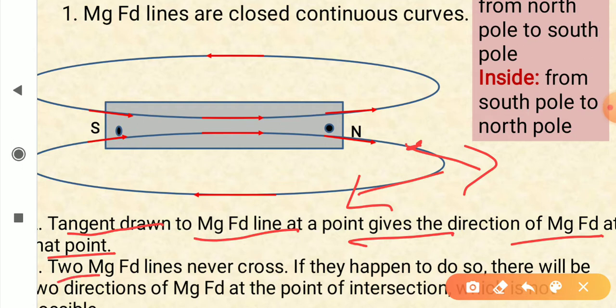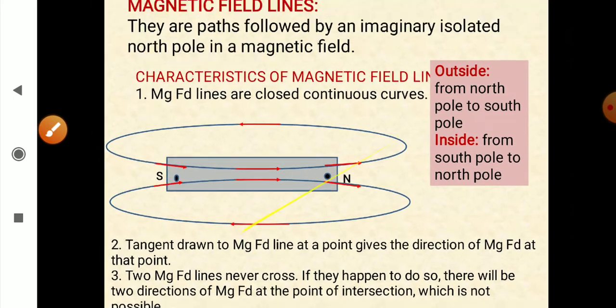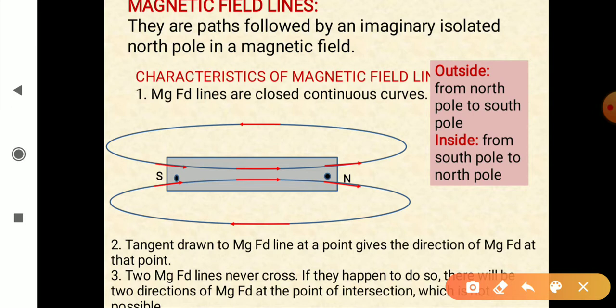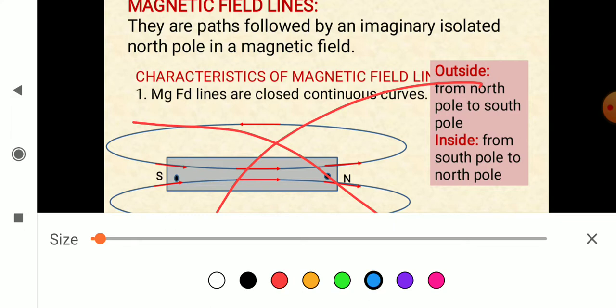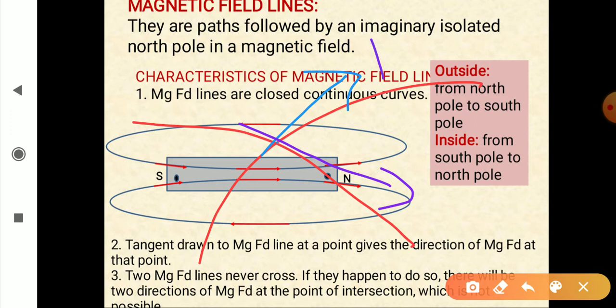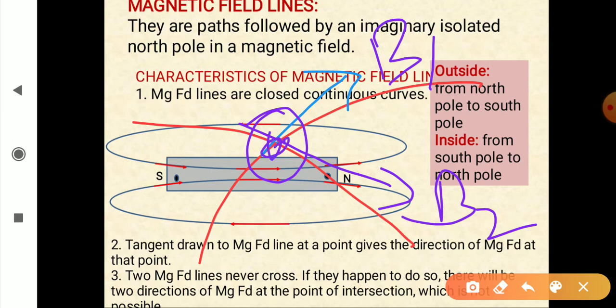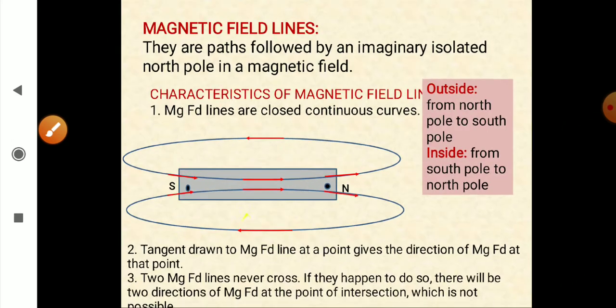Now the next point. Two magnetic field lines never cross, and if they happen to do so, there will be two directions of magnetic field at the point of intersection. So it is not possible. Now just try to understand. If we have two magnetic field lines crossing like this, then at the point of intersection we can draw a tangent like this and a tangent like this, right? So we have two magnetic fields B1 and B2 at this point, which is not possible. We can have only one magnetic field at one point. So two magnetic field lines never cross each other.